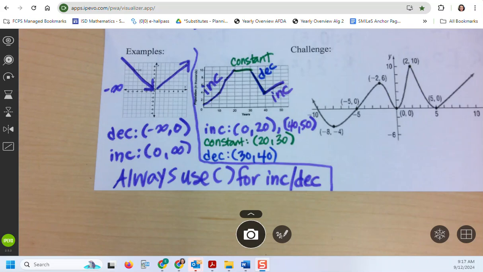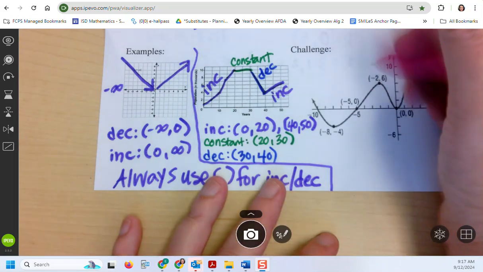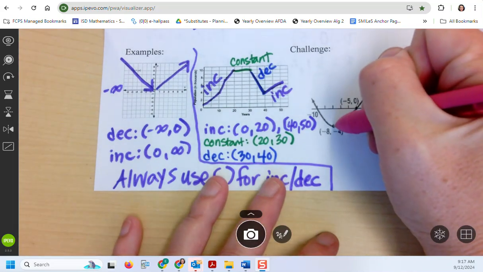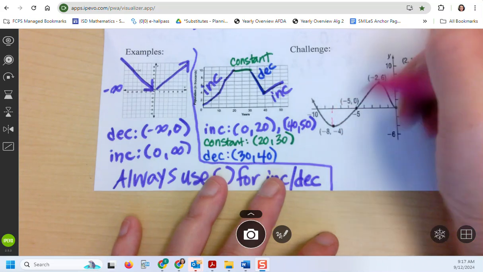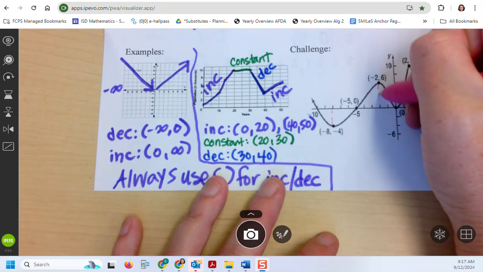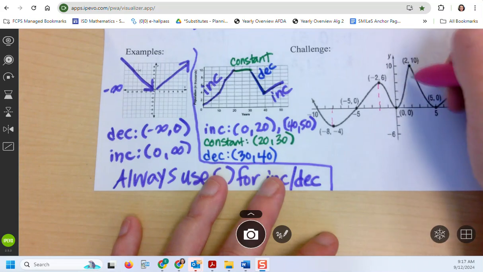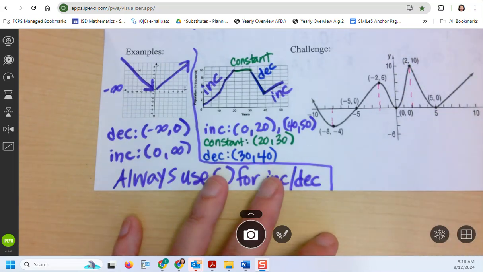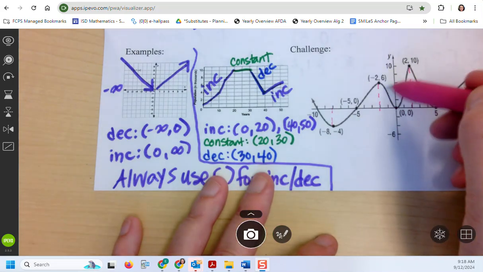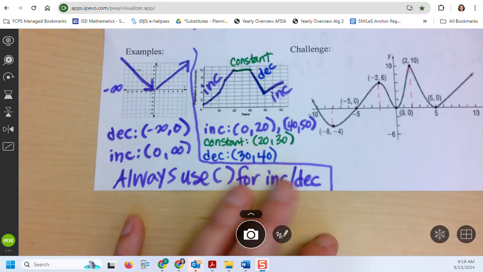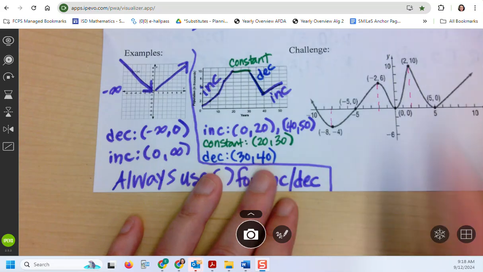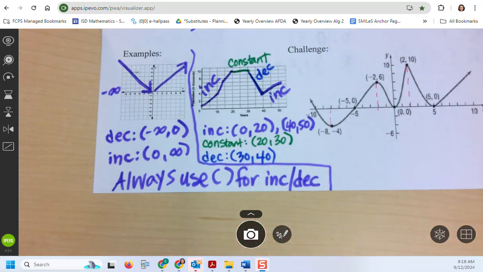All right. I'm going to have you guys work on the challenge. And I'm going to give you this little piece of advice. To help you look at the X numbers, I want you to take every point and do a little connection to the x-axis, and that helps you focus on the X numbers. So if you connect the turning points to the x-axis, that will help you. I want you to identify increasing, decreasing, and constant intervals on this. I want you to work with your group.